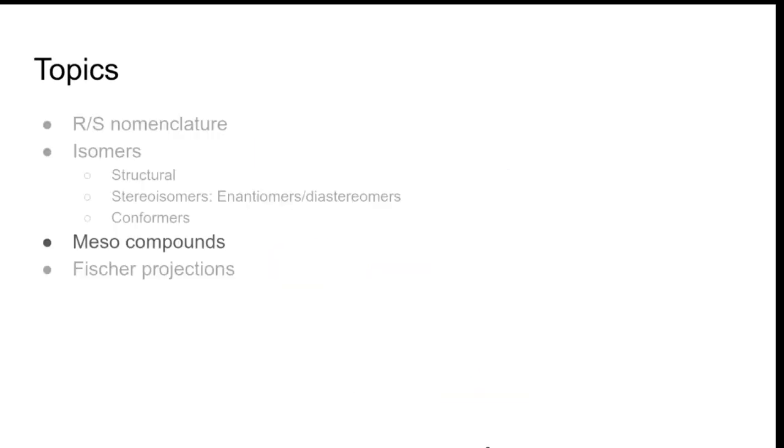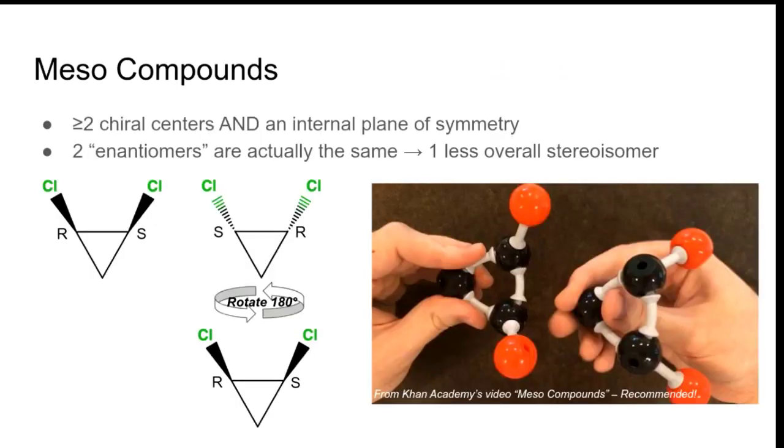So now we're going to talk a little bit about meso compounds. That's a special kind of molecule that has chiral centers and an internal plane of symmetry, which means that the 2 enantiomers are actually the same. If you look at this example here, there's a picture from a Khan Academy video with model kits that show this. We take this molecule, right?